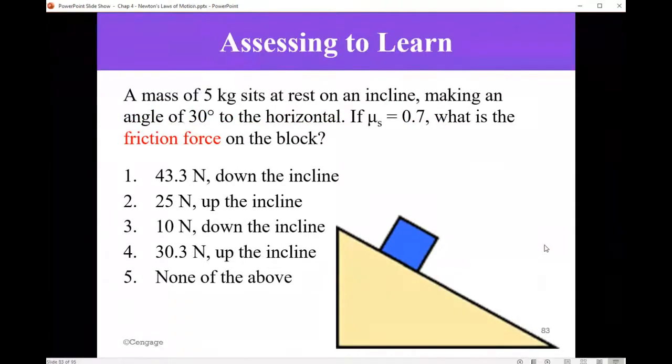A mass of 5 kilograms sits at rest on an incline making an angle of 30 degrees to the horizontal. If mu s is 0.7, what is the friction force on the block? It says the mass sits at rest. So there is no motion involved. What is the friction force on the block?